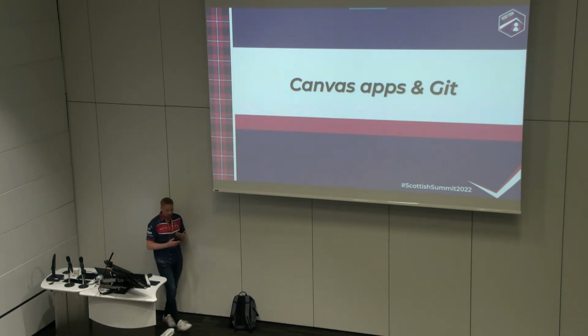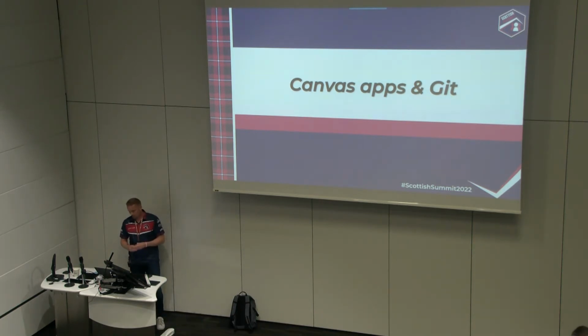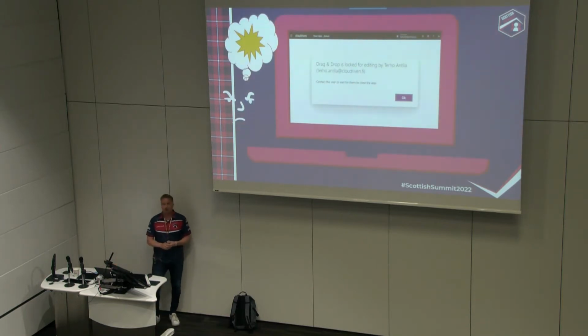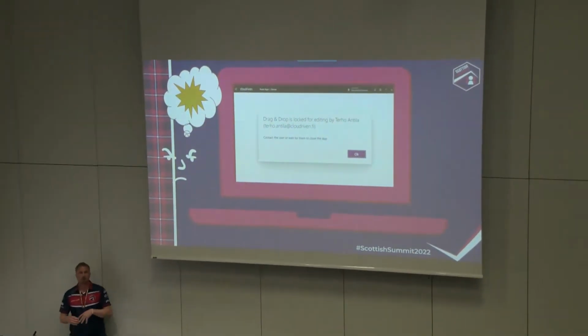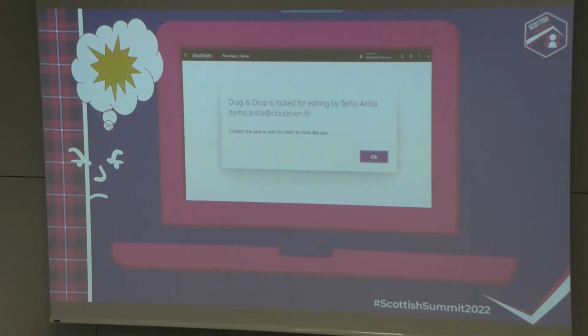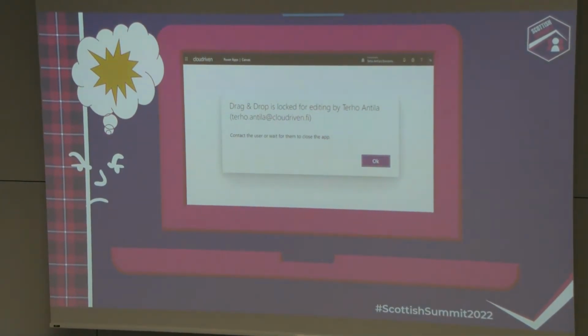So, what about Canvas apps and Git integration? What's the motivation behind that? Well, how many of you have seen a screen similar to this when you have been working with Canvas apps? This happens if you are editing one single app and someone else is trying to edit that same app. The maker that tries to edit it later will be prompted with a dialog similar to this. The app is locked for editing by someone else and you can't edit it. You have to wait. And maybe you have to ping the person, hey, can you tell me when you're done so I can start editing it?